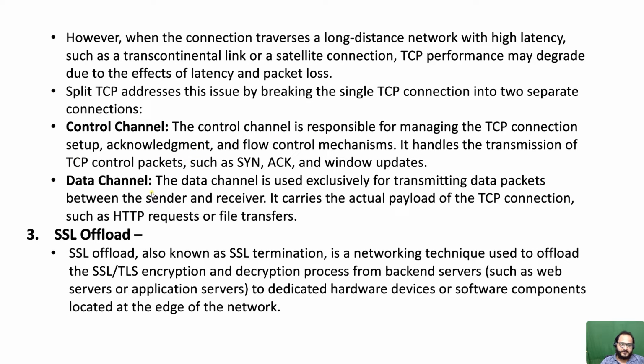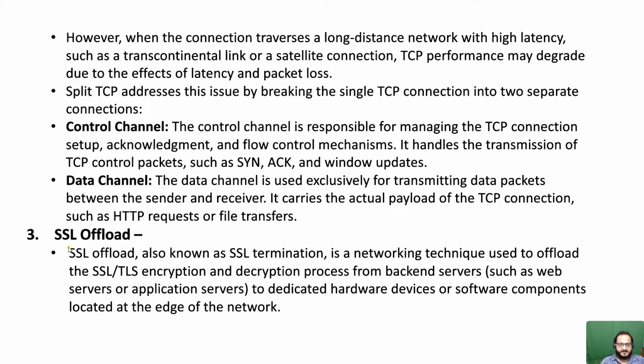And the second channel here is the data channel. The data channel is used exclusively for transmitting data packets between the sender and receiver. It carries the actual payload of the TCP connection, such as HTTP requests or file transfers. So the control channel basically stabilizes the connection between the sender and receiver, and the data channel basically carries your data, your packages which you require.